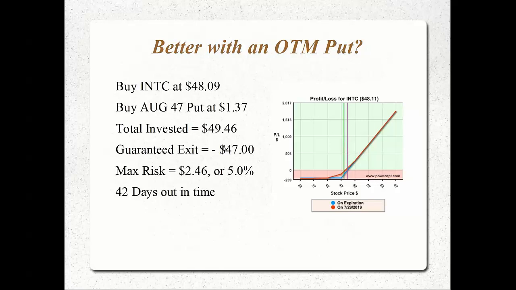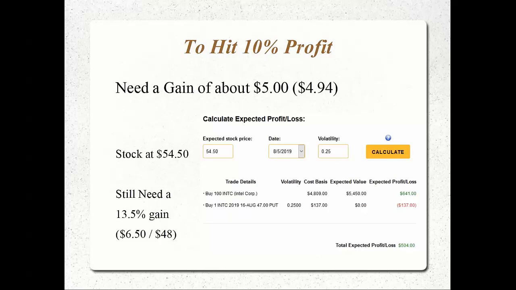The standard August expiration is 42 days out in time. But again, in the first 30 days, July 5th to August 5th, we only need the stock to go up to $54.50, an increase of about $6.40, to get our 10% gain. Because what's going to happen to this put option? This put option is going to zero quickly. That time decay curve, in the last 30 days we're seeing rapid time decay, where the 220-day option is still only seeing a small time decay.